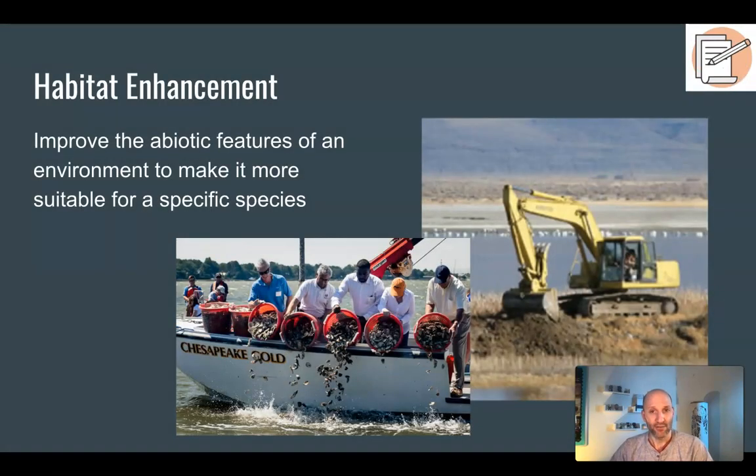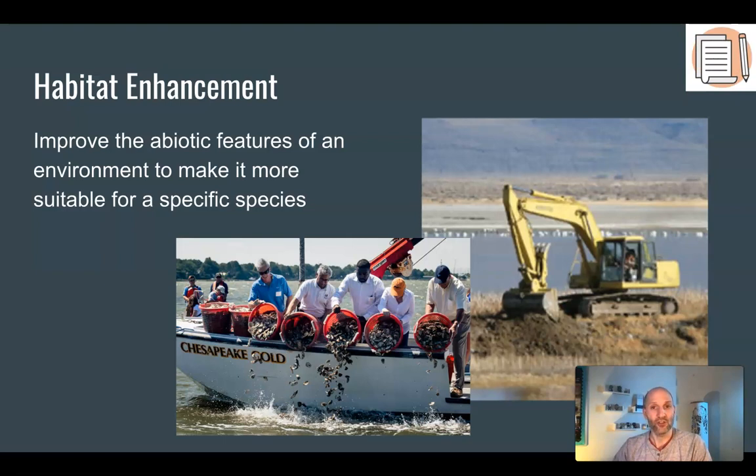On the abiotic front, you can have habitat enhancement. Think about what it means to enhance something. You make it better. Habitat is a place where plants and animals live, so I could make a habitat better. In habitat enhancement, ecologists focus on improving the abiotic features, the non-living features of an environment, to make it more suitable for a species. The example that's nearby for us is in the Chesapeake Bay.